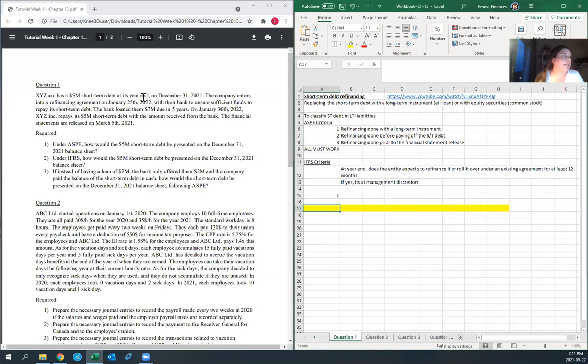So the first date we have is the year end on December 31st. So I'll put December 31st, 2021. What happens then? It's the year end, and they have a short-term debt of $5 million. After that, we continue on January 25th, 2022. There's the refinancing agreement. So January 25th, 2022, refinancing, and it is for $7 million due in 5 years, so it is a long-term liability. So $7 million. And on January 30th, they pay back their short-term debt with the refinancing. So it's minus 5 million.